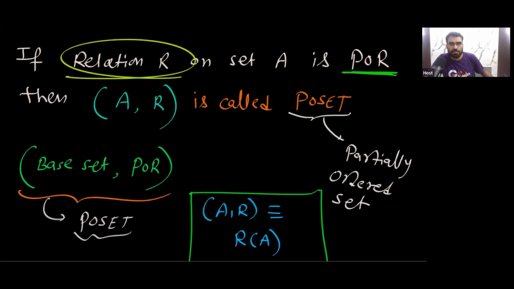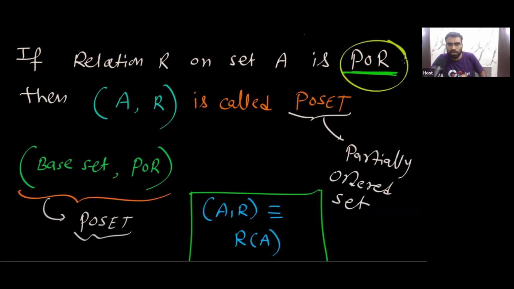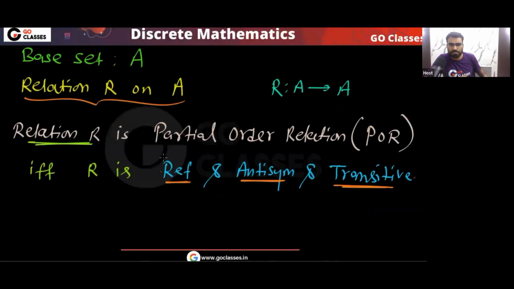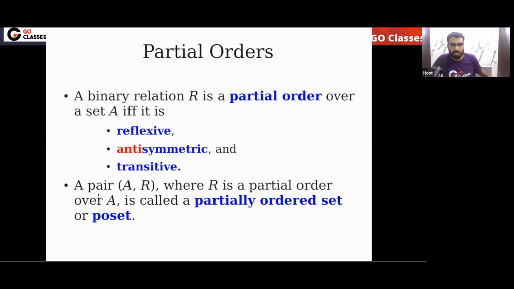Remember, if your relation on set A is a partial order relation, then this pair, base set comma partial order relation, will be called a POSET. And this relation will be a partial order relation if you have these three properties: reflexive, antisymmetric, transitive. So this pair A comma R is called a POSET, meaning partially ordered set.